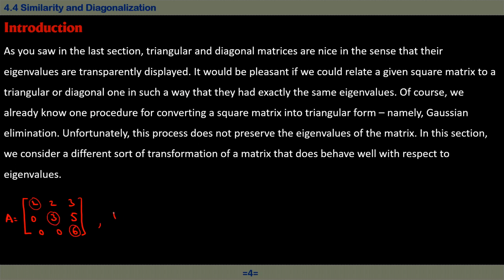And also, if you're given another matrix, let's say here we have 3, 0, 0, 0, -7, 0, 0, 0, 6. This is also another diagonal matrix, not B. Let me just use D for this. From here, transparently, we can see that the entries in the main diagonal just give us the eigenvalues of this matrix. So that's why we are saying that it would be pleasant if we could relate a given square matrix to a triangular or diagonal one in such a way that they had exactly the same eigenvalues.